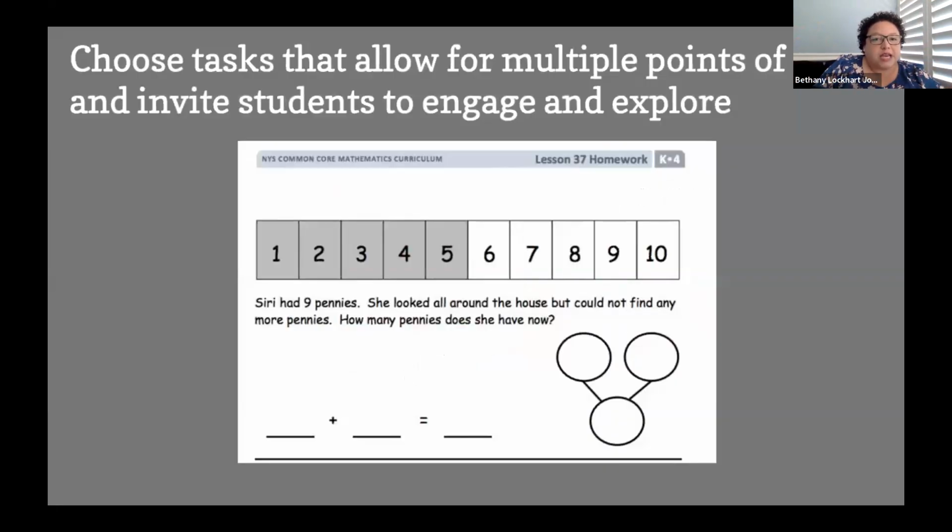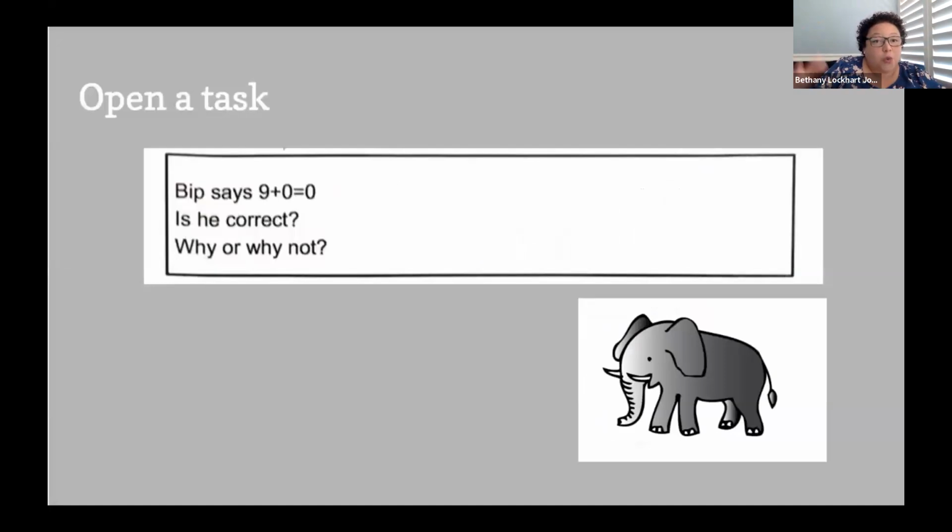Or if a problem in your textbook asks something like, use a number bond and use an equation to solve this problem, how can you open it up? So we made this problem about 9 and 0. We opened it up and used our little class mascot, which was an elephant, and said, well, he thinks it's 9 plus 0 equals 0. Is he correct? And it became a conversation, and it became something that was far less pressure than it has to look this way.